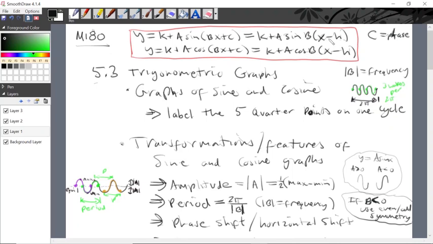Again, the minus sign is because it's always in the opposite direction we would otherwise expect. And k is the vertical shift. Okay, but it's not uncommon.